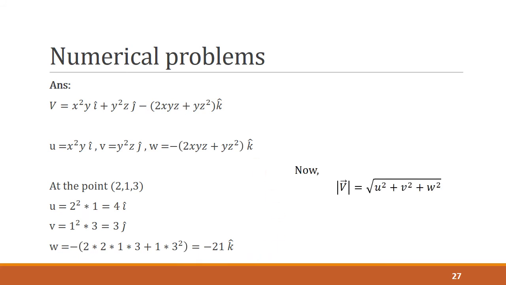And so the resultant velocity, which is square root of u squared plus v squared plus w squared, can be obtained as square root of 4 squared plus 3 squared plus (minus 21) the whole squared, which is 21.587 units.